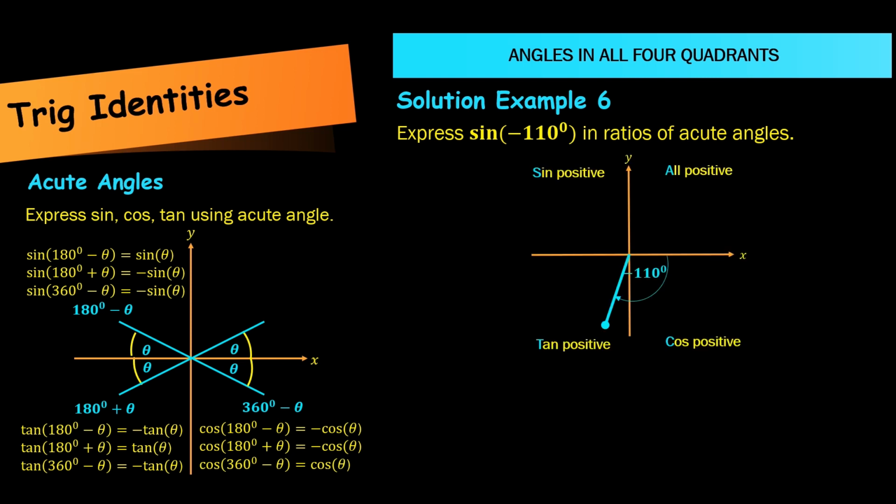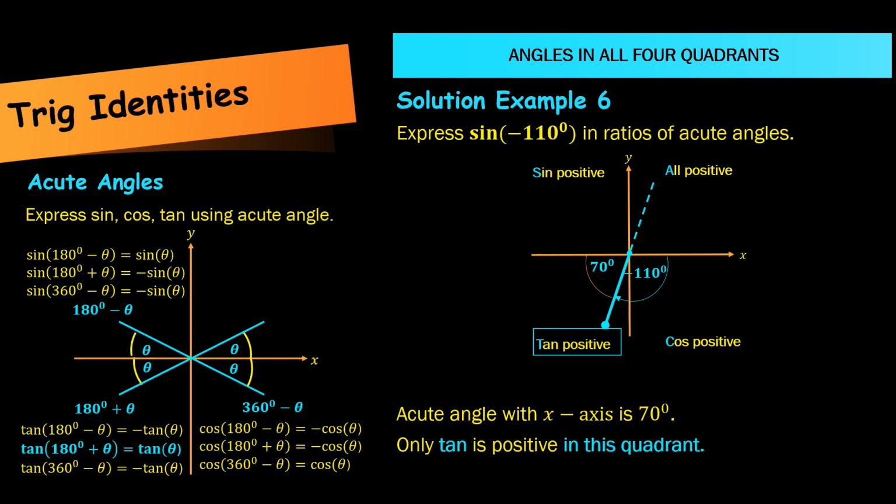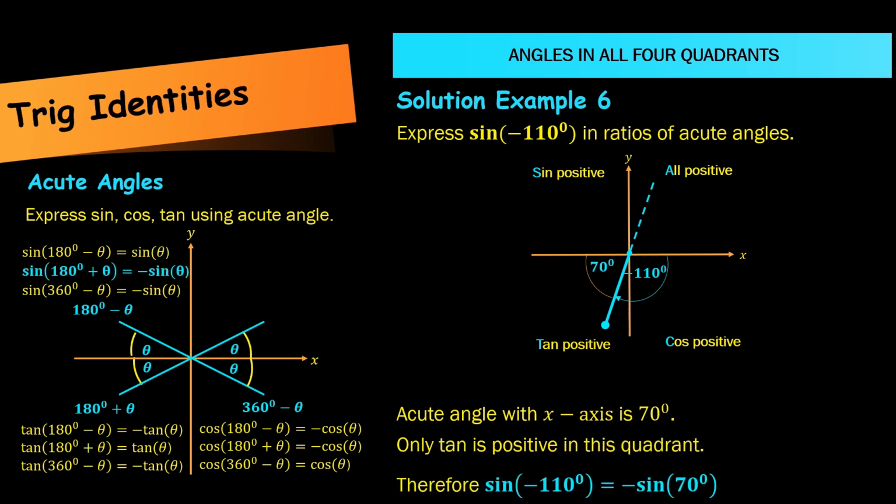Minus 110 degrees, as you can see from the diagram, is in the third quadrant. This makes an acute angle of 70 degrees with the x-axis. Now in this quadrant, only tan is positive, as you can see. And therefore sine minus 110 degrees equals minus sine theta, or in our example, minus sine 70 degrees.